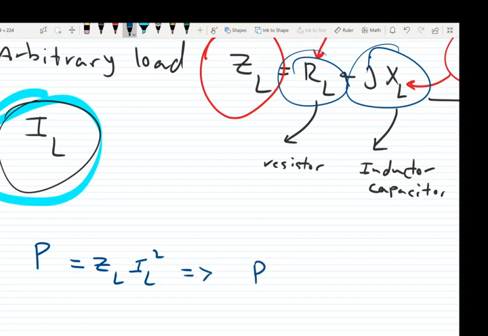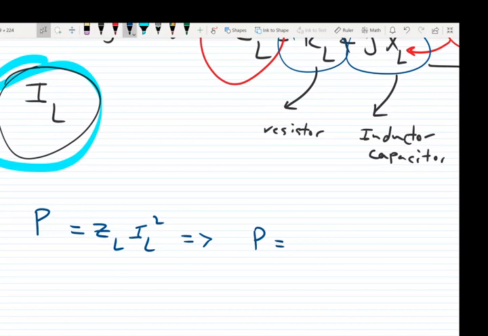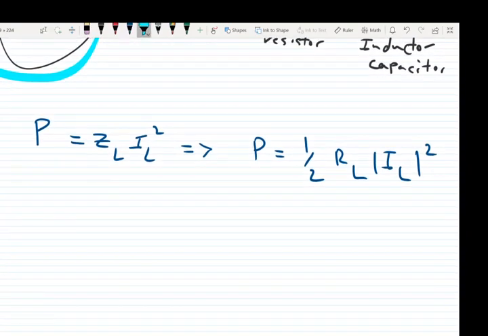P is equal to 1/2 of RL IL square. So this one is the power in a steady state sinusoidal signal with a complex load. So just remember this equation.